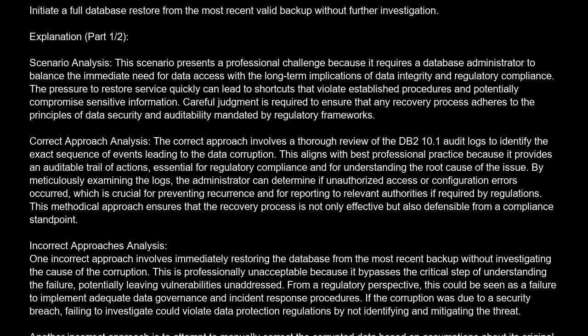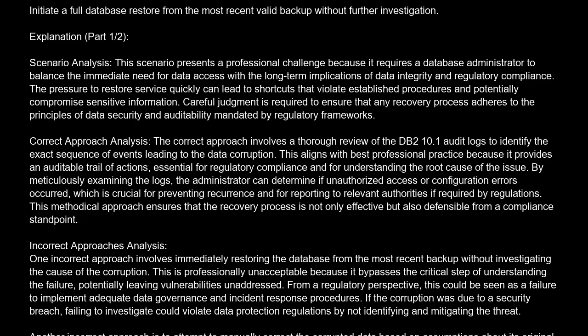The correct answer is C. Initiate a full database restore from the most recent valid backup without further investigation. Explanation: scenario analysis. This scenario presents a professional challenge because it requires a database administrator to balance the immediate need for data access with the long-term implications of data integrity and regulatory compliance. The pressure to restore service quickly can lead to shortcuts that violate established procedures and potentially compromise sensitive information. Careful judgment is required to ensure that any recovery process adheres to the principles of data security and auditability mandated by regulatory frameworks.